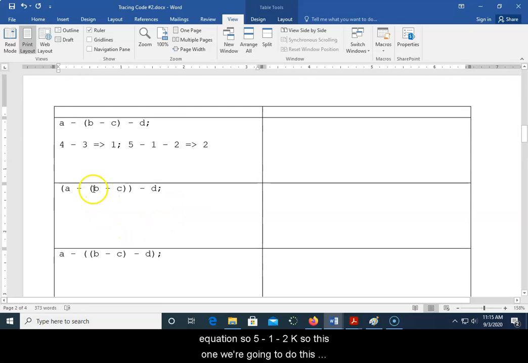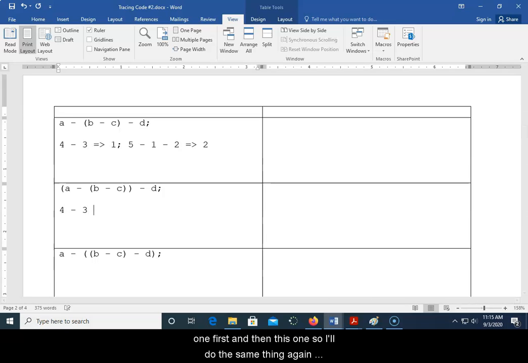Okay. So this one, we're going to do this one first and then this one. So I'll do the same thing again here. I'll say 4 minus 3, and that gives me 1. Okay. And so I'll reset this up as then 5 minus 1 minus d, d is 2. So that should give me 2 as well. So 5 minus 1 is 4 minus 2. That is 2.